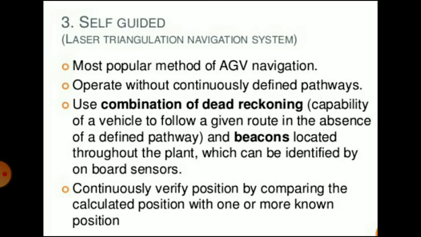Then self-guided. The most popular method of AGV navigation operates without continuously defined pathways, and uses a combination of dead reckoning, that is the capability of the vehicle to follow a given route in the absence of a defined pathway, and beacons located throughout the plant which can be identified by onboard sensors.